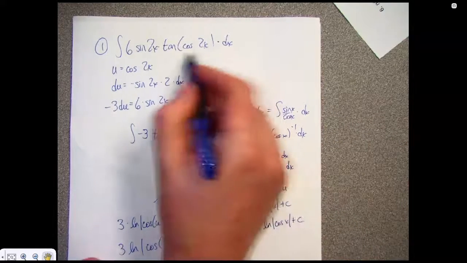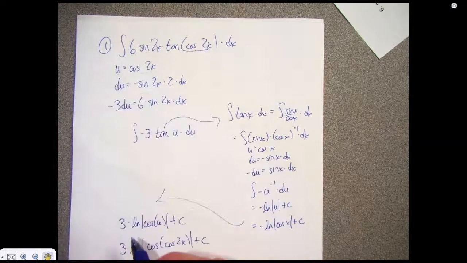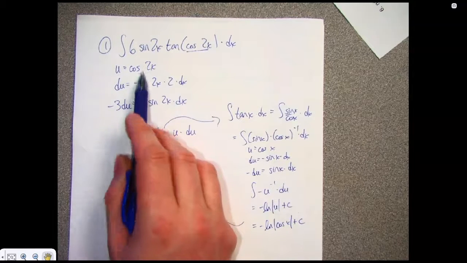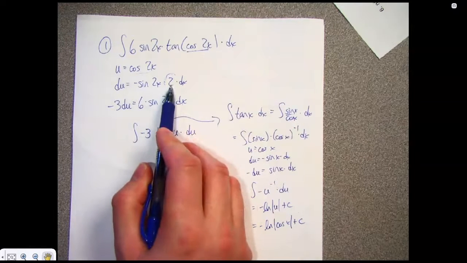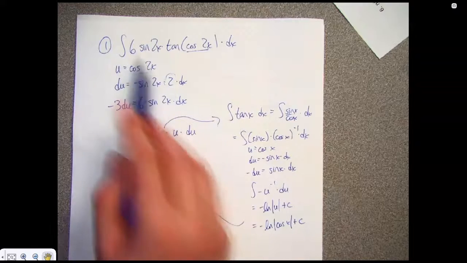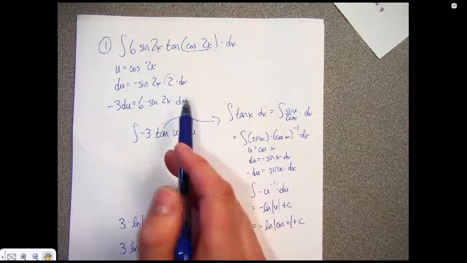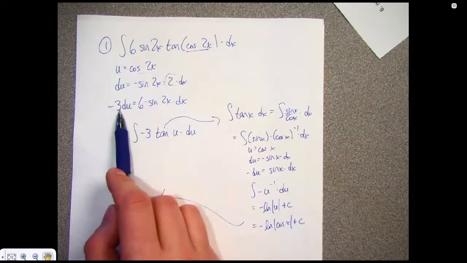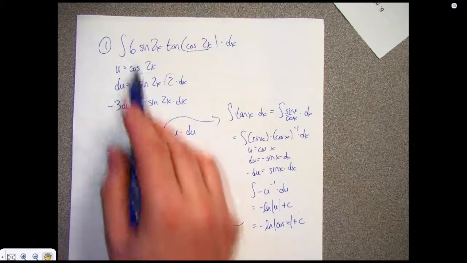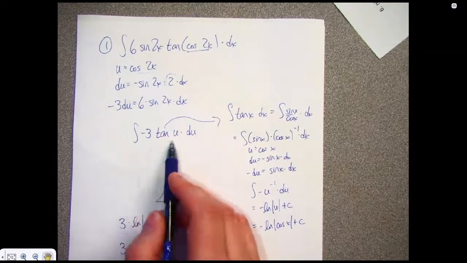So here's the original question. So u is going to equal the little guy, so u equals cosine of 2x. Take the derivative of that, which is negative sine of 2x times 2. A decent number of people forgot to do that times 2, which changes the constant that you have to multiply by. So I had to get this negative 2 to be a 6, so multiplied by negative 3. And then doing the substitution, I get negative 3 tan of u.